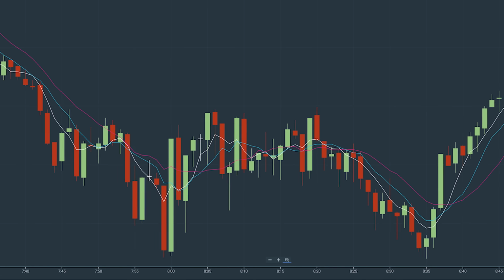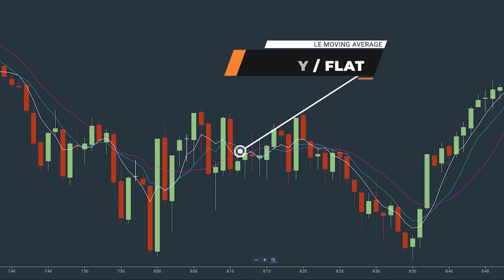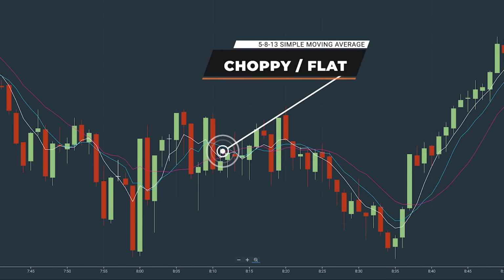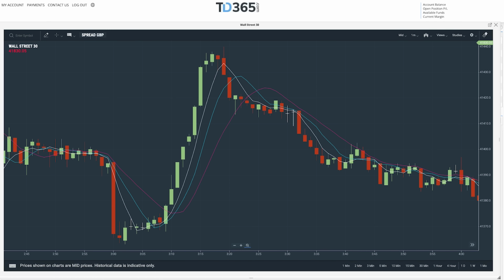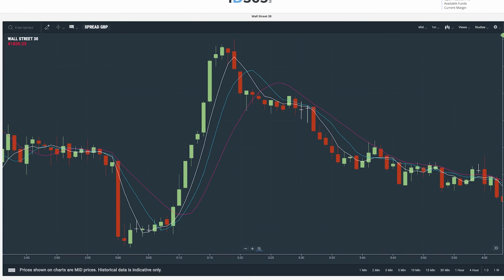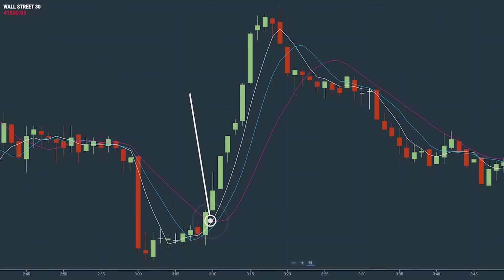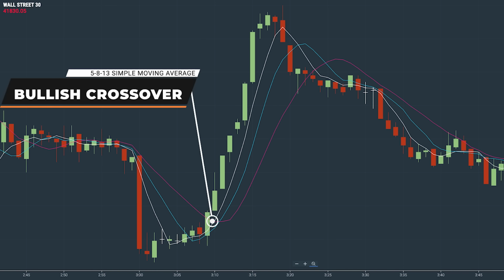Also, when the lines become tight together and frequently cross over each other, then this is a sign of a choppy or flat market, and this is best to be avoided. Just sit it out and wait for a sign of an emerging trend. And to do that, we look for when the 5-day SMA, in this case the white line, crosses over the blue 8 and the pink 13 SMA lines. This is a sign that a new trend could be starting, so keep your eye on it and look at the price action. Are the candles above all 3 lines, indicating an uptrend? If yes, then this could potentially be a great place for an entry.